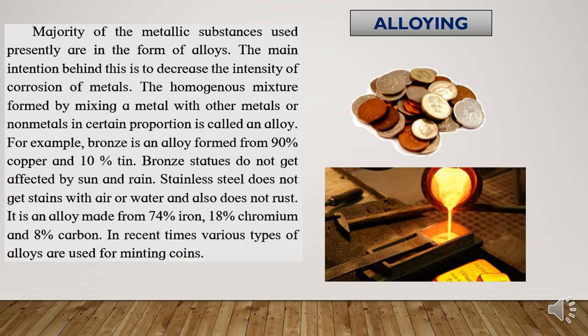Next is alloying. Majority of the metallic substances used presently are in the form of alloys. The main intention behind this is to decrease the intensity of corrosion of metals, meaning they should not get spoiled quickly. Okay. The homogeneous mixture formed by mixing a metal with other metals or non-metals in certain proportion is called an alloy. For example, bronze is an alloy formed from 90% copper and 10% tin. Bronze statues do not get affected by sun and rain. Stainless steel does not get stains with air or water and also does not rust.